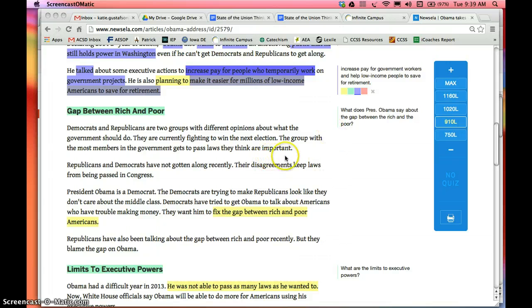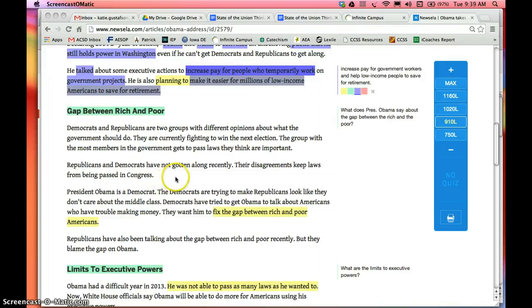Okay, I finished there. Does that give me any answer to the question, what does President Obama say about the gap between the rich and the poor? No. He's talking about Democrats and Republicans and their current fighting to win the next election. Okay, so I'm going to keep going. What does President Obama say about the gap between the rich and the poor? Republicans and Democrats have not gotten along recently. Their disagreements keep laws from being passed in Congress.